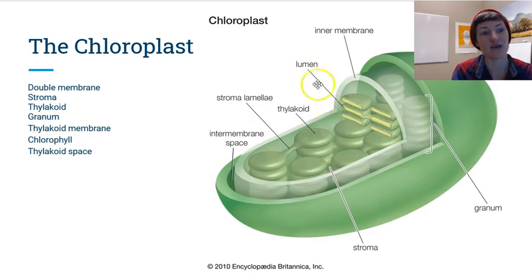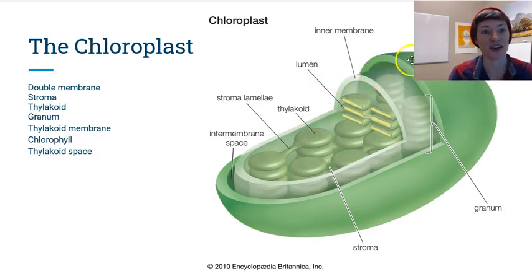And here the lumen is the thylakoid space. So you'll see in different diagrams this area inside these little pancakes will sometimes be called the thylakoid space, sometimes the lumen. Lumen just means like light, so it's a light area.